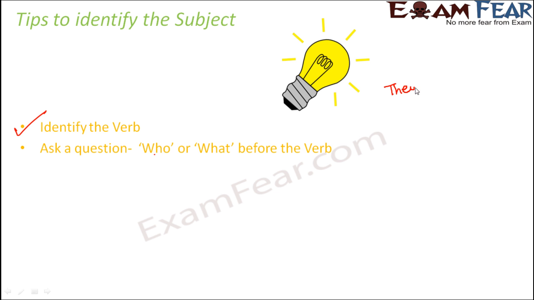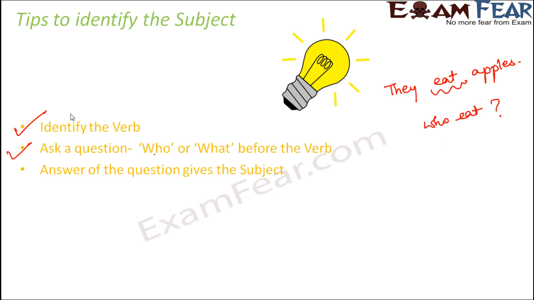Right? For example, let me take a very simple example. They eat apples. Let's say you have to find out which is the subject. So first step is identify the verb. So what is the verb here? Eat is the verb here. Next step is ask a question to yourself, adding who or what before the verb. So that means who eats or what eats. So what is not applicable in this case. So here it would be who eats. And then the answer of the question gives the subject. So they eat. Who eats? They eat. So they is the subject.